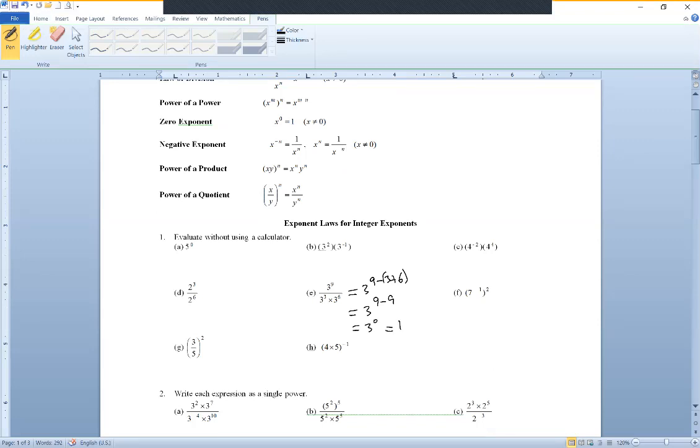Notice I didn't use a calculator, and that's why we use simplification first before evaluating. Notice I added the exponents because 3 plus 6 is the same base. And that's the answer for question E.